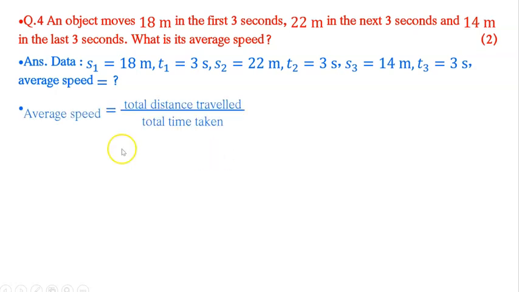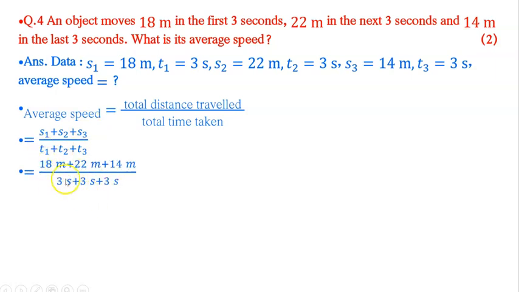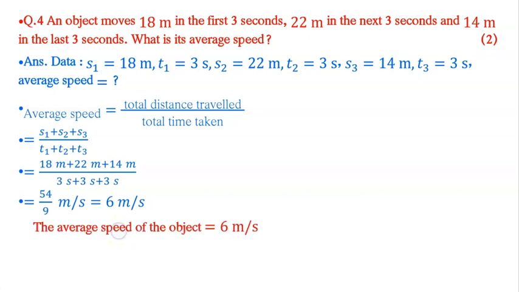Now the average speed. Average speed is equal to total distance traveled upon total time taken, and that equals (S1 + S2 + S3) upon (T1 + T2 + T3). That is, 18 meters plus 22 meters plus 14 meters upon 3 seconds plus 3 seconds plus 3 seconds. The total is 54 upon 9 meters per second. This is the unit of speed. If we simplify, we get 6 meters per second, and this is the answer. Therefore, the average speed of the object is 6 meters per second.